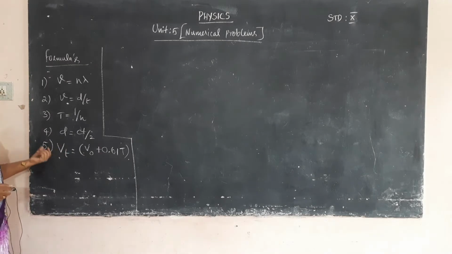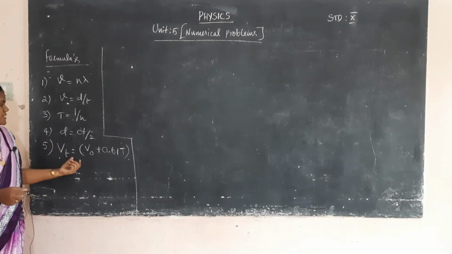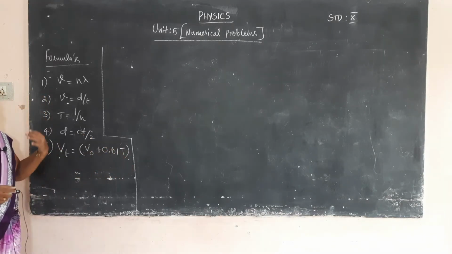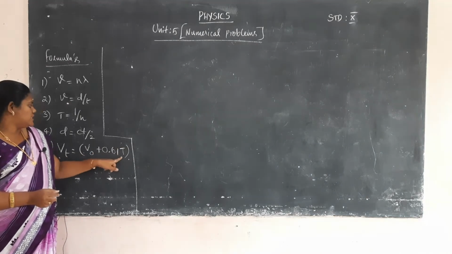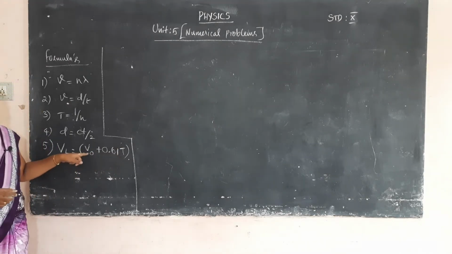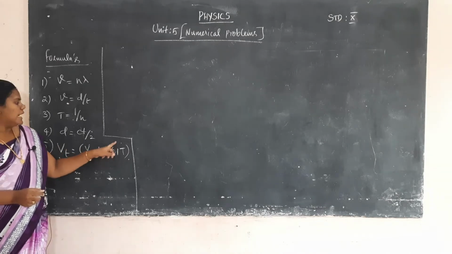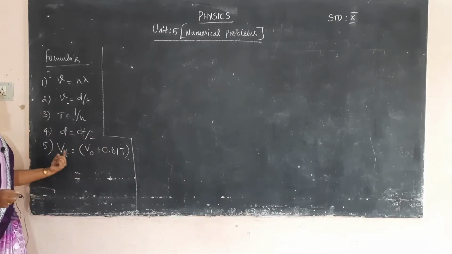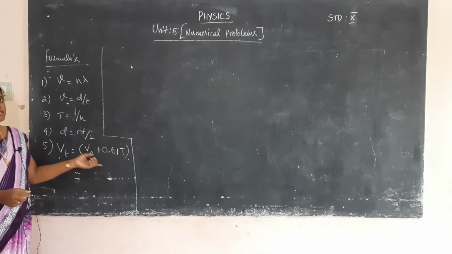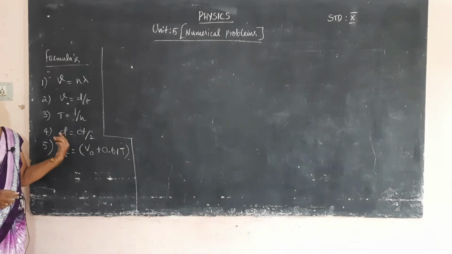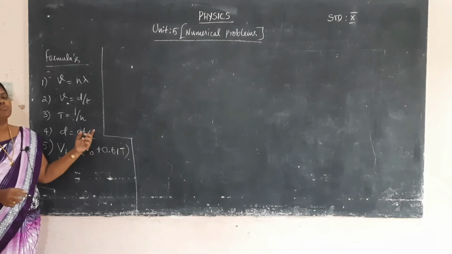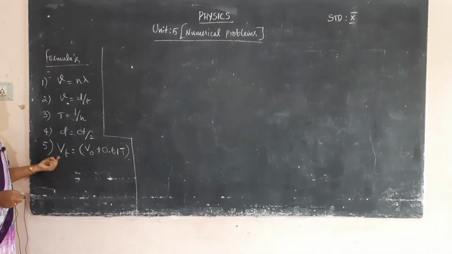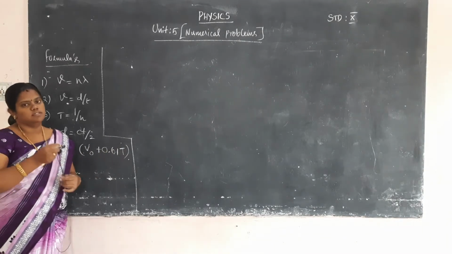The fifth one: velocity at a particular temperature is equal to velocity at zero degrees plus 0.61 into t, where t is the temperature, not time. For every degree rise in temperature, the velocity of sound increases by 0.61 times. This is the formula used to find the velocity of sound at a particular temperature. So Vt is equal to V0 plus 0.61 into T.